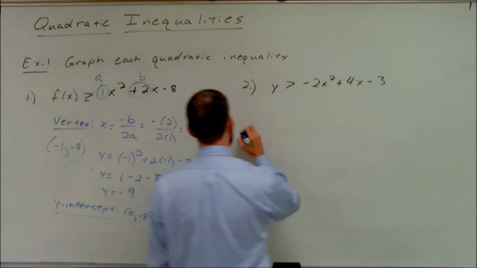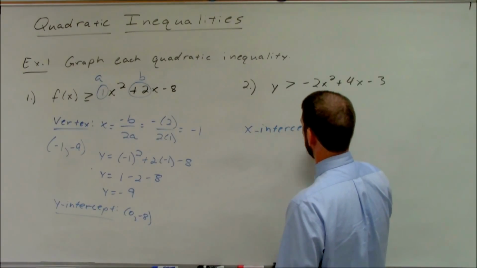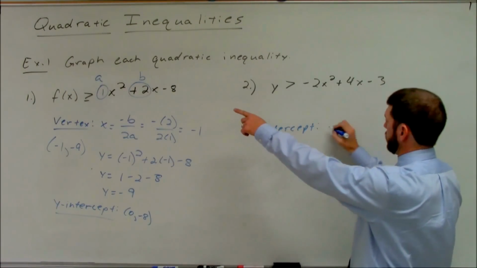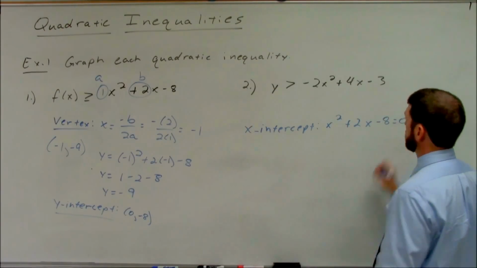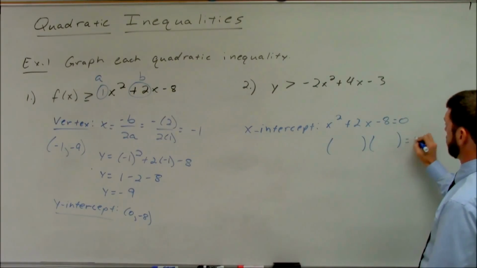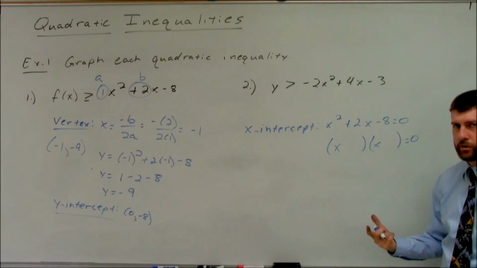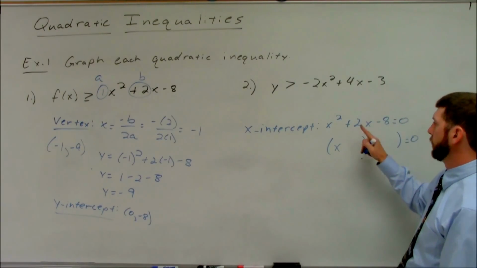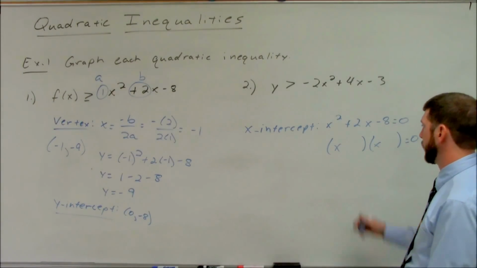For your x-intercept, we take our function x squared plus 2x minus 8, set it equal to 0 and solve. This one will factor. If you don't recognize that it factors, you can do your discriminant check and see. b squared minus 4ac, and we get a perfect square, so we know it'll factor.